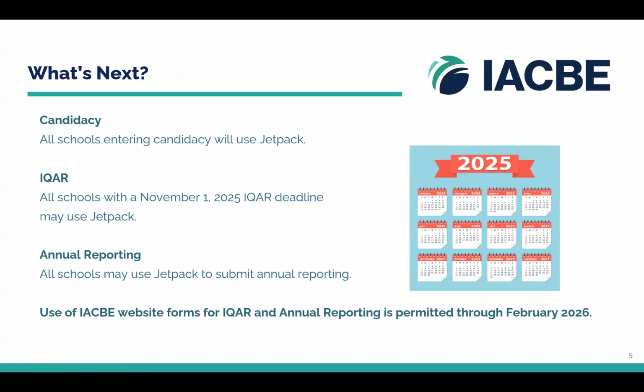Any schools who are applying for candidacy right now will be using the Jetpack system. Anyone submitting an interim quality assurance report for November 1st of 2025 will be able to use the Jetpack system. And then we anticipate certainly by January that all schools will be able to enter annual reporting in the Jetpack system. For now, if you're ready with your IQAR or your annual reporting, you can still use the website forms.